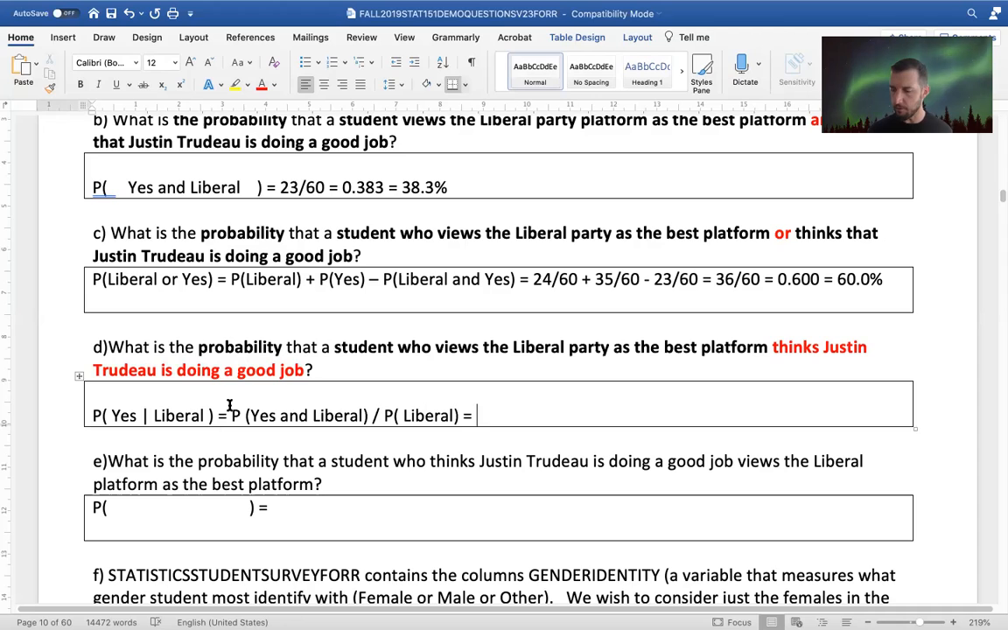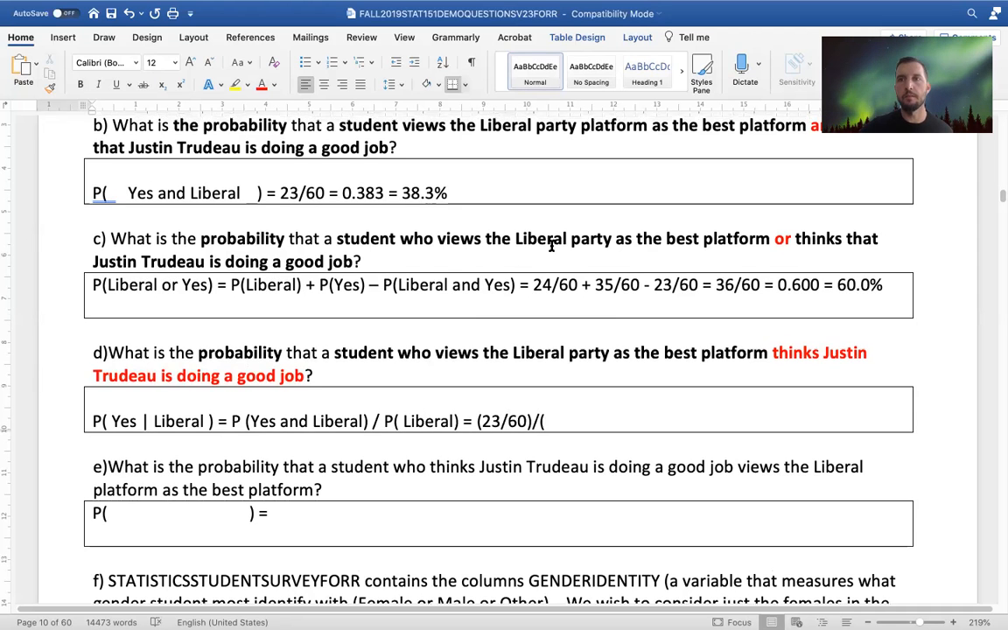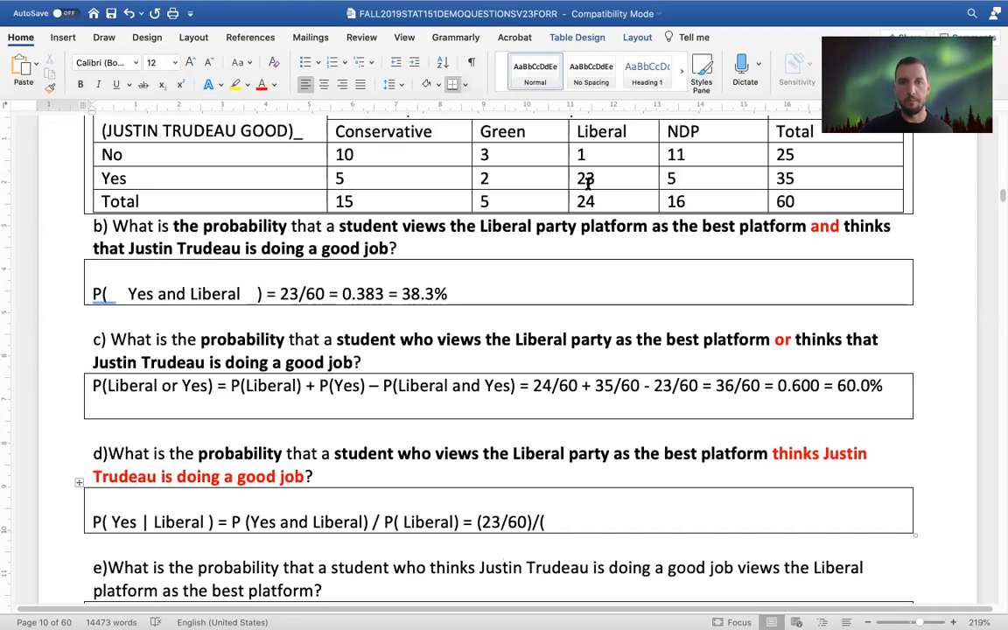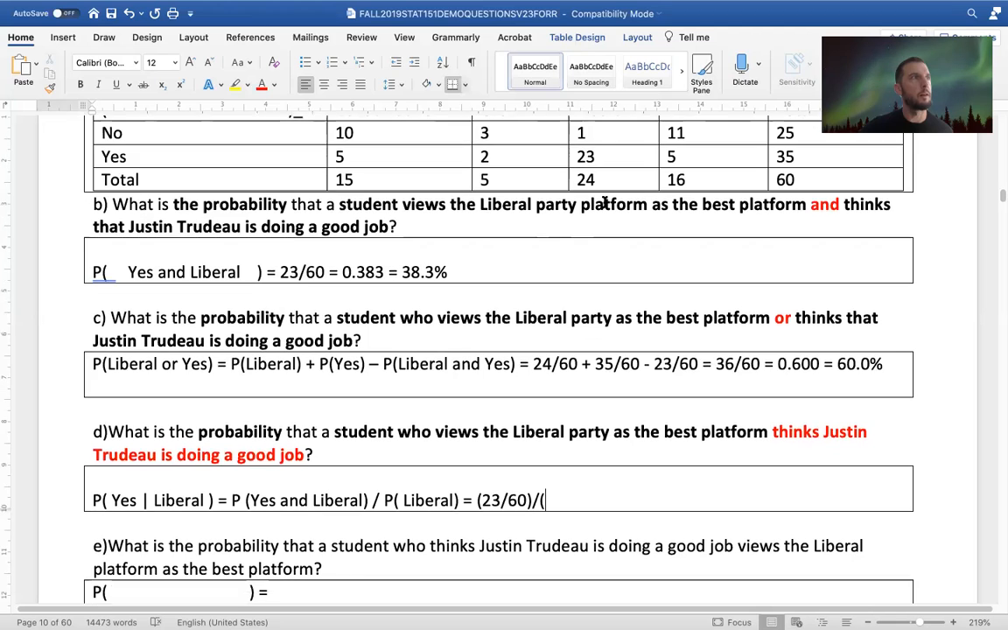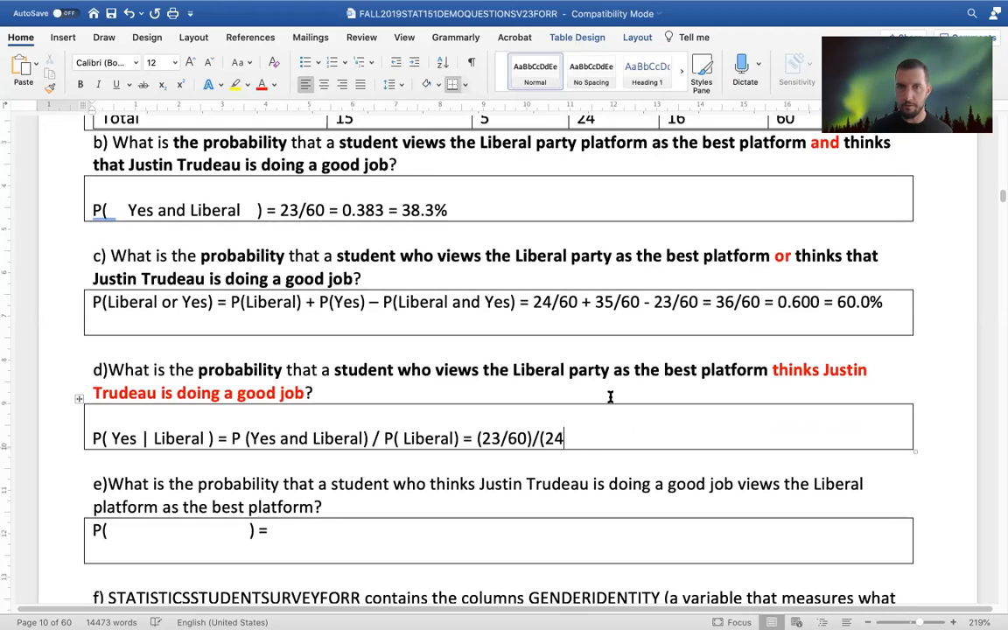So yes and Liberal is going to be 23 over 60. That's going to be divided by the people that voted Liberal. It matters very much so. Divided by the people who voted Liberal, which is 24 over 60.